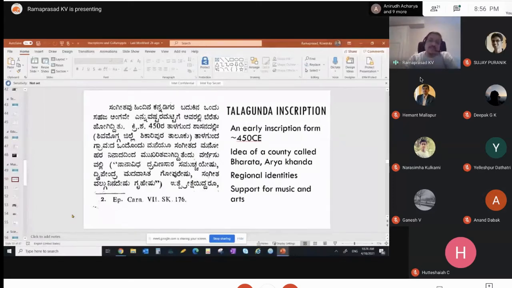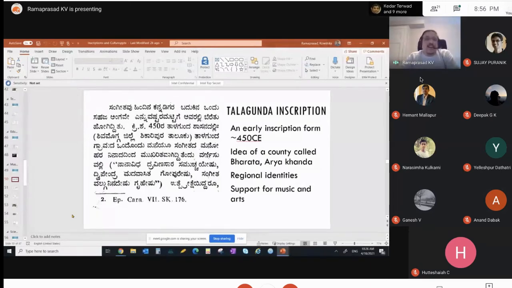That itself is a different topic. I can talk just on Natya Shastra for an hour. Let me not go there. But here there is an inscription from Talagunda. Talagunda is in Karnataka. It talks about a place.